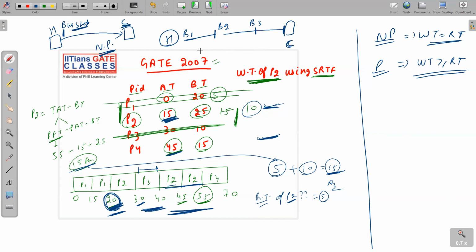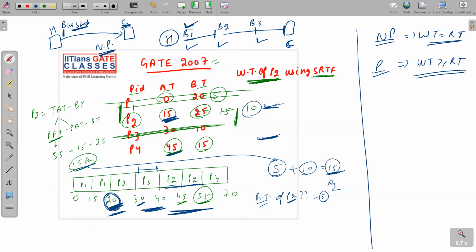So what is waiting time? Waiting time is the sum of the waiting times at bus stop number 1, bus stop number 2, and bus stop number 3. But response time is the waiting time at bus stop number 1 only. Response time means process start time minus arrival time, so when it has started and when it has arrived. That is the basic difference. So the waiting time at bus stop number 1 is the response time.